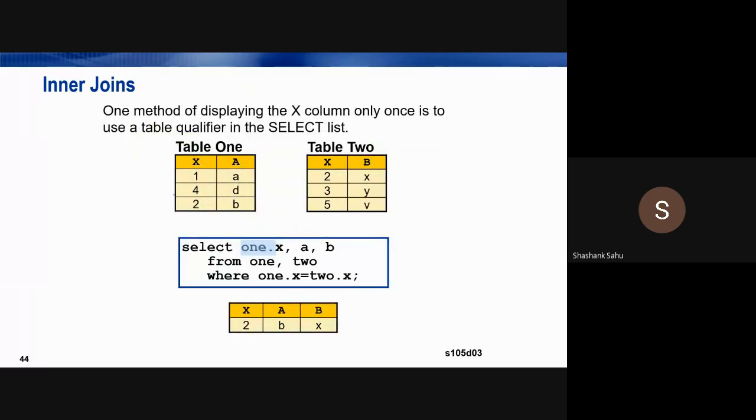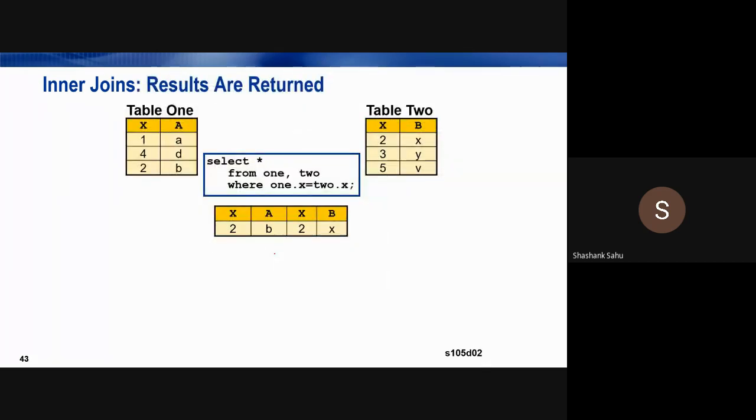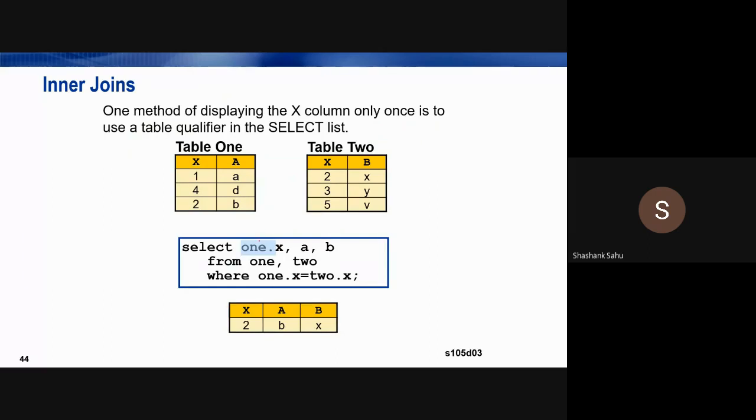Next, as I discussed, I want to display only 1.x, because in this we have 2 X columns displaying, the first X from table 1 and the second X from table 2. So I want to display only that one X. So we are using 1.x here and just write the names of the columns A and B. Columns A and B are different, the column is not the same, so it automatically takes A from table 1 and B from table 2.